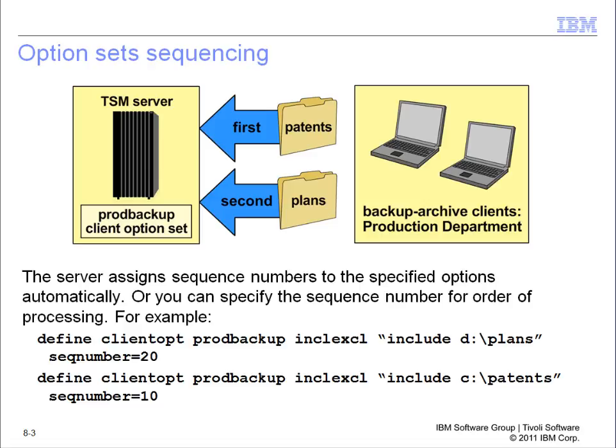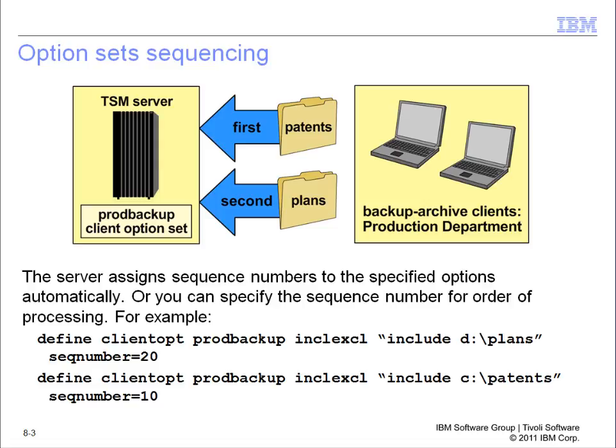You can set sequencing for your client option sets. This will give you a preference number. For example, you could say sequence number 20 or sequence number 10, and you would be then running anything with the sequence number 10 before sequence number 20. So this is a way of ordering your client options.